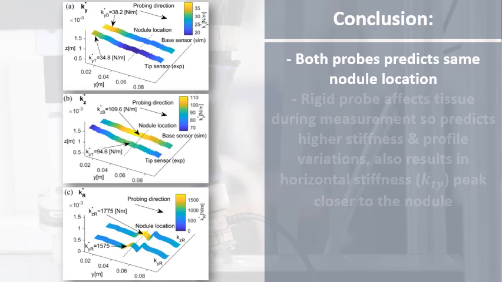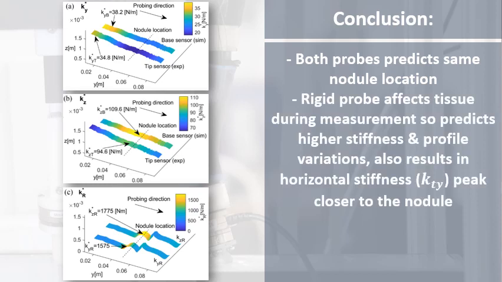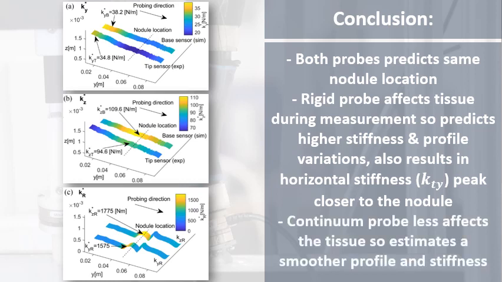The rigid probe affects the tissue during measurements, so we predict higher stiffness and profile variations. Also, it results in a horizontal stiffness peak closer to the nodule location. The continuum probe less affects the tissue during palpation, so it estimates a smoother profile and stiffness values.